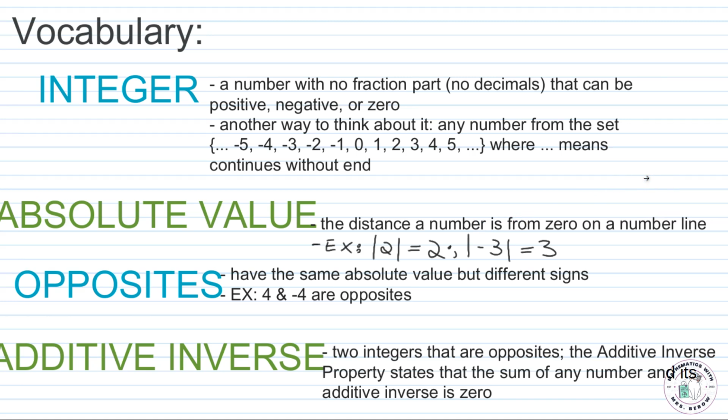Opposites have the same absolute value but different signs. So for example, 4 and -4 would be considered opposites. And then additive inverse, which we'll take a look at in a later video as well. This just is when we have 2 integers that are opposites. The additive inverse property states that the sum of any number and its additive inverse is 0.